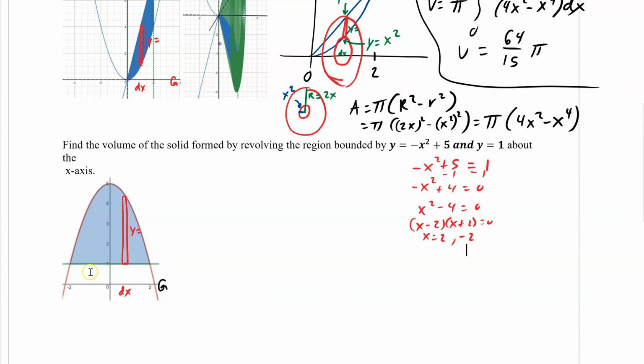Now you can see that we have symmetry here because it is a parabola. So we could just go from 0 to 2 and double it. It's your choice. We can go from negative 2 to 2, or from 0 to 2 and double it. We could even do negative 2 to 0 and then double it. But our rectangle does flow perfectly through the entire thing.